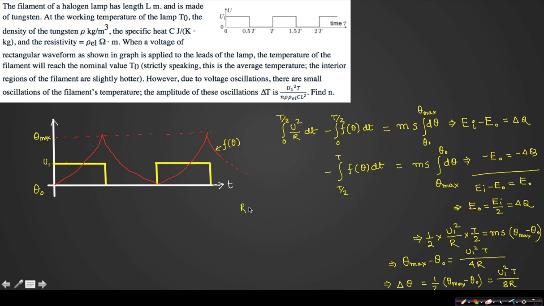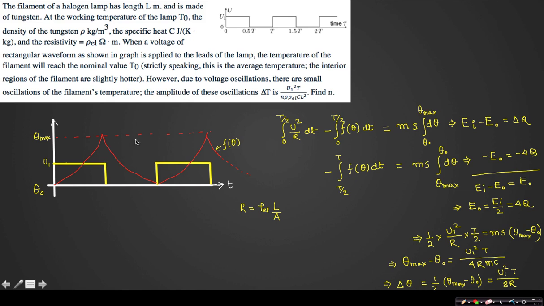What is R? R is the resistance, which is rho electrical into length divided by area, right? So I can use this one as EI. So E naught is EI by 2, right? So EI by 2 multiplied by U1 square by R into 1 by 2 into the integration of dt, which is definitely t by 2, is equal to delta Q, right? E naught equal to delta Q, and E naught is EI by 2. So EI by 2 is equal to delta Q, and delta Q is equal to ms into theta max minus theta naught. And I can write from here that theta max minus theta naught is equal to U1 square into t divided by 4R. I have missed the m into c term here because s is equal to c is given in your question.